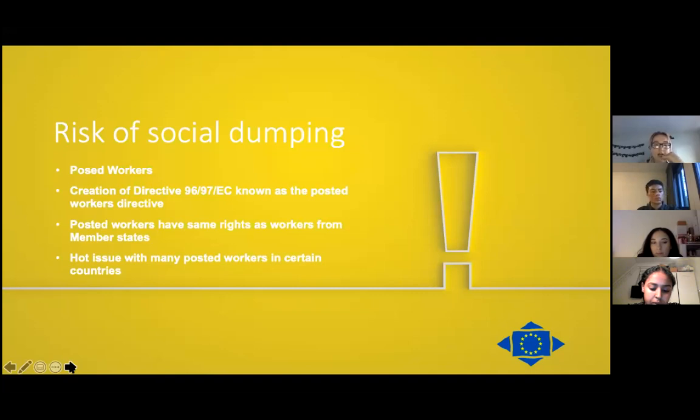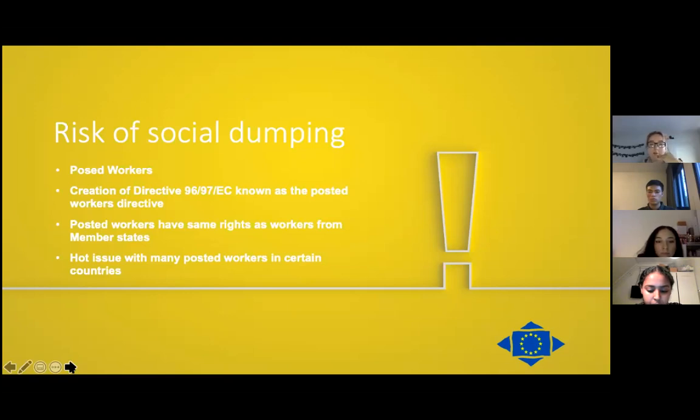Even though the workers have a contract with the sending company and are therefore bound by the laws of the member state where the sending company is located, the Netherlands did this in the Act on employment conditions of posted workers in the European Union. If you are a posted worker, you have the same rights as workers from the member state, which means you get maximum work periods and minimum rest periods. You get minimum paid annual holidays and minimum rates of pay.